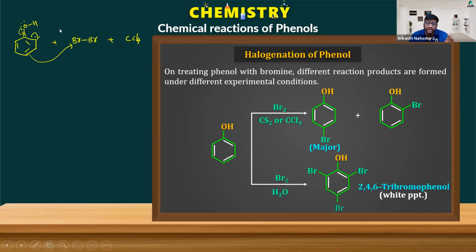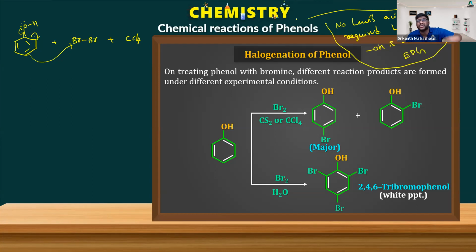How? The Br plus is generated directly; we are not using any Lewis acid. There is no requirement of Lewis acid. Why? Because OH is a strong electron donating group. Since OH is a strong electron donating group, the OH itself can polarize Br2. There is no requirement of Lewis acid.